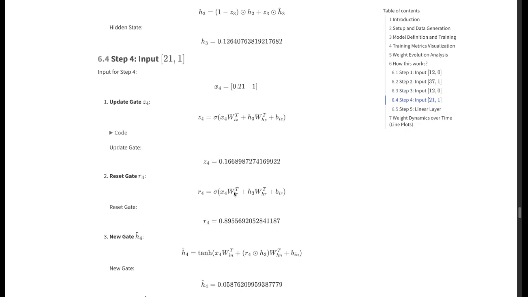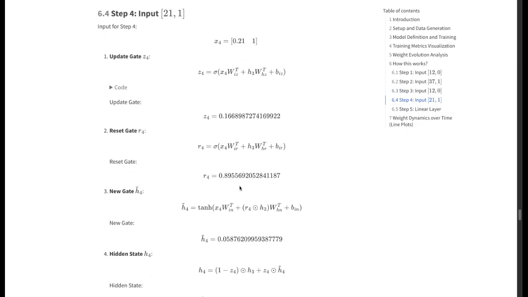So again, reset was 0.81, and in the last step reset was 0.89. So they are really high. So this says how much should I keep of the old memory. And again, this makes a lot of sense, since we are adding stuff, so we actually want to keep memory of what we had in the past.